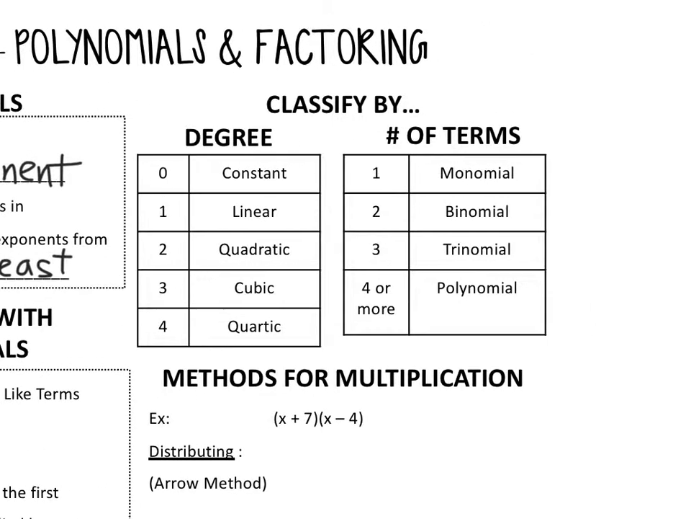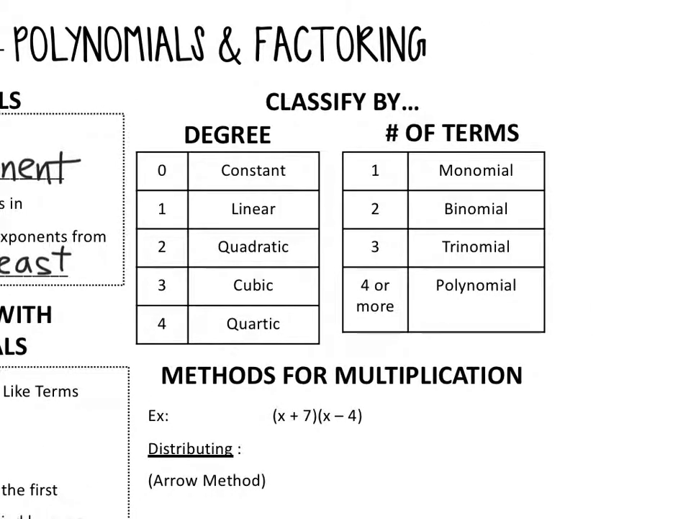There's two ways to classify polynomials. The first is by degree. It's by that highest exponent. So if you have a highest exponent of 0, which would be like x to the 0, which is really just 1, you're going to have a constant term. If your highest degree is 1, so like x, you would have a linear term. If your highest degree is 2, x squared, you'd have a quadratic term. If your highest degree is 3, it would be x cubed, which is a cubic, and x to the 4th is a quartic.